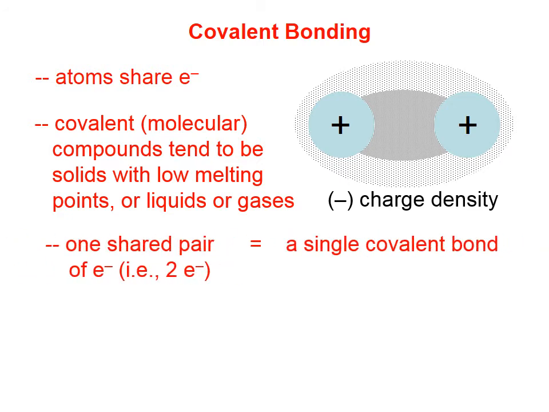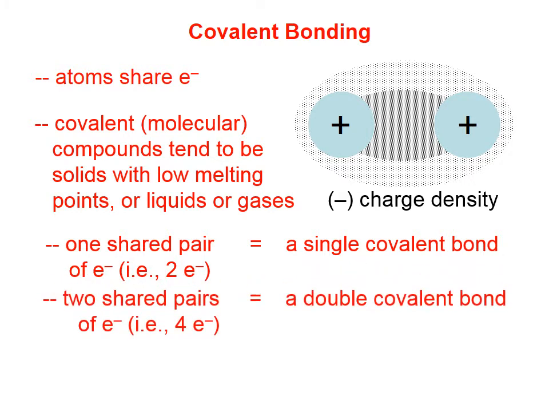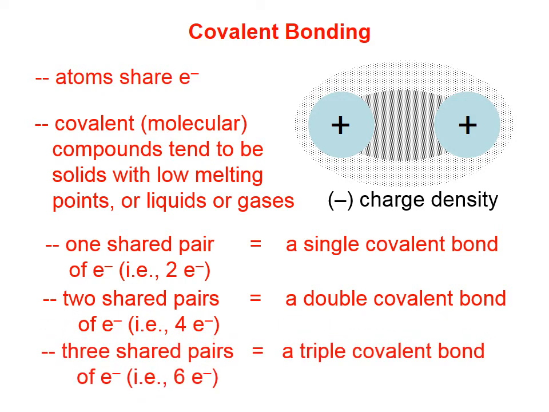One shared pair of electrons, that is, two electrons, constitutes a single covalent bond. So in this diagram, between the two nuclei, if there are two electrons being shared in here, that's a single covalent bond. If there are four electrons in between the nuclei, then that's a double covalent bond. And if there are three shared pairs, that is 6 electrons, then we say that these two atoms, the one on the left and the one on the right, are bonded by a triple covalent bond.